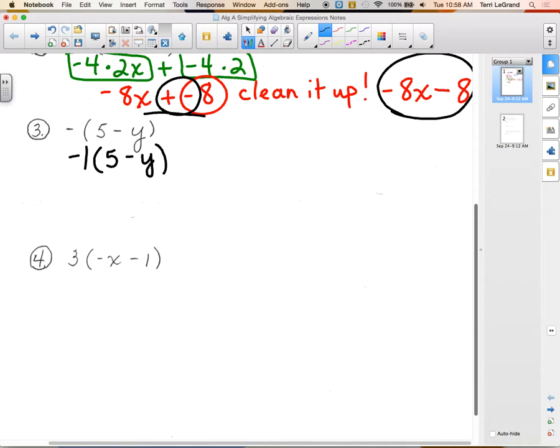Okay? And I want you to show just this step. We're going to do things one at a time here to show ourselves what we did. Then the next thing we're going to do is, because there's subtraction in that problem, we're going to change it to add the opposite.